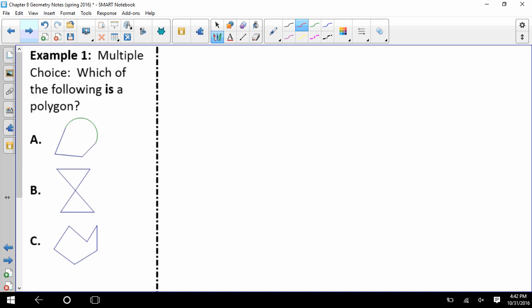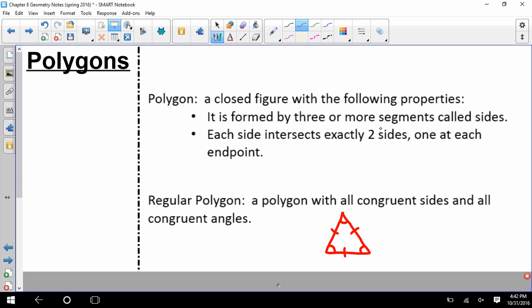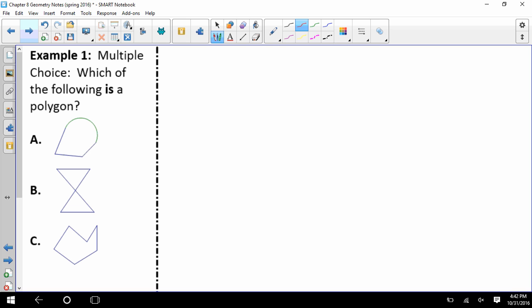All right, so part A, letter A, is not correct. This one violates the curve piece. Okay, so it has to be formed by 3 or more segments, and this one has a curve, so A is out. Okay, B is also out.